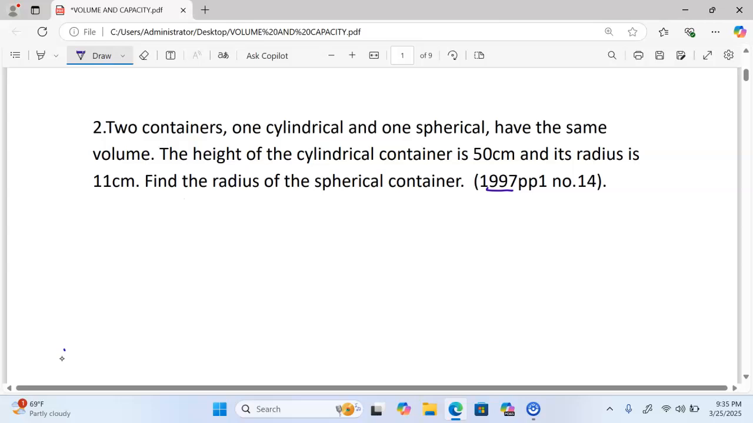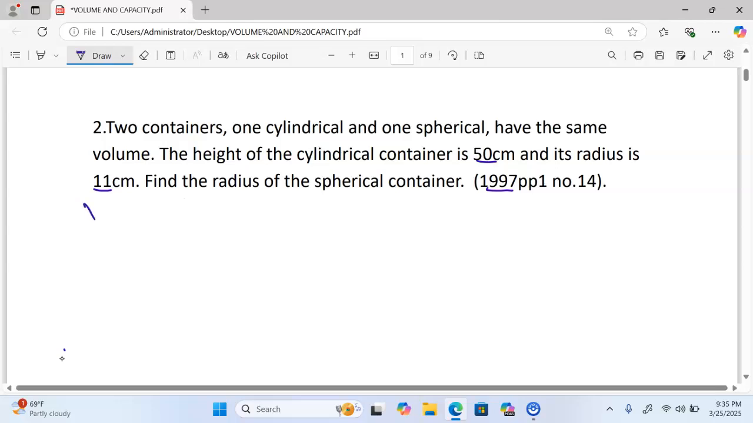KCSE 1997 Paper 1, question number 14. The question reads: two containers, one cylindrical and one spherical, have the same volume. The height of the cylindrical container is 50 and its radius 11 centimeters.